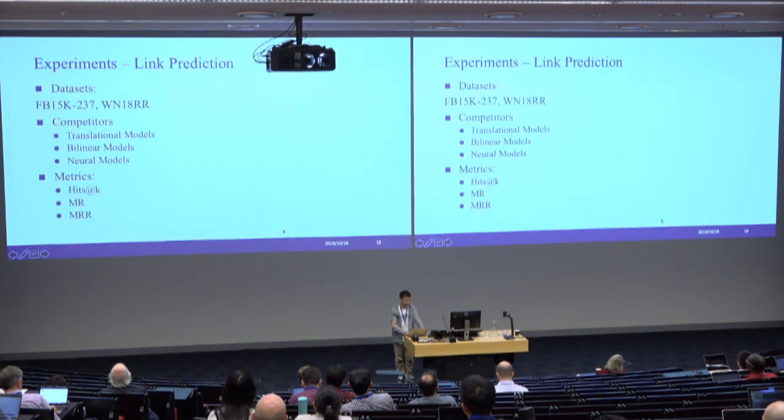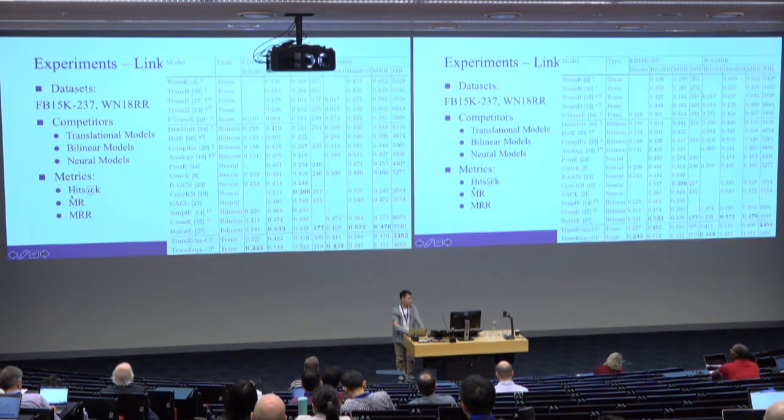Then we conduct experiments on link prediction. We use the conventional datasets, these two datasets, and we compare with most existing knowledge graph embedding models. We also use these metrics to evaluate the performance. As we can see, TransEdge-CP can achieve the best Hits@1 among all these models, and on another metric, RotatE may be much better.